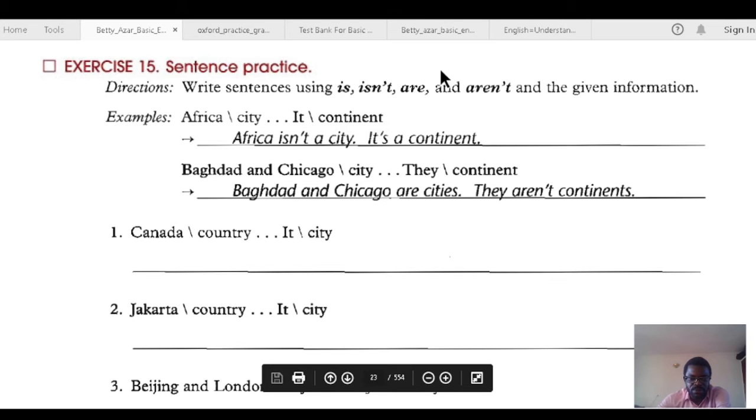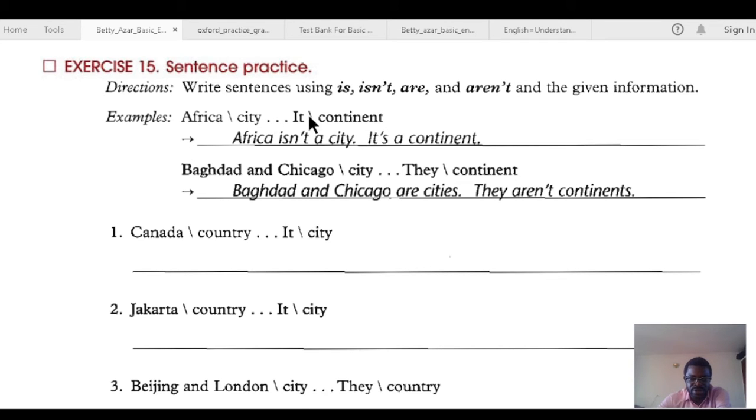For example, some examples are given. You have Africa, city, it. They gave you the prompt to use to make up your sentence. So here they say Africa, now we're choosing isn't: Africa isn't a city. It is a continent. Here, Baghdad and Chicago, city, continent. So that means Baghdad and Chicago are cities. They aren't continents. You have the continents that are different from the countries.